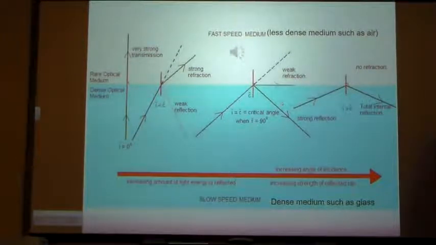If the light hits the boundary at a shallow angle, it will be reflected back. The light bending is called refraction, and when the angle is too shallow, the light won't even come out. It bounces back. This is called total internal reflection.